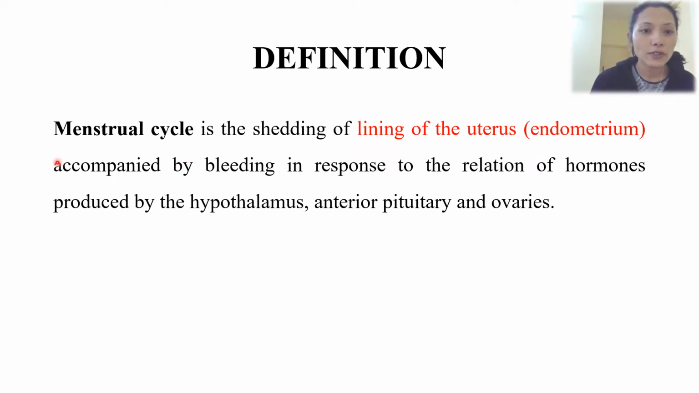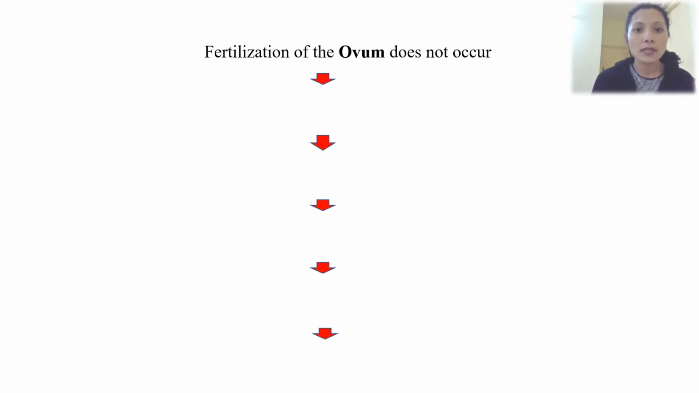So the actual definition here is: a menstrual cycle is the shedding of the lining of the uterus, which is also called the endometrium, accompanied by bleeding in response to the regulation of hormones produced by the hypothalamus, anterior pituitary gland, and ovaries. So this is the actual definition, but I made it in a very simpler form. So that is one.